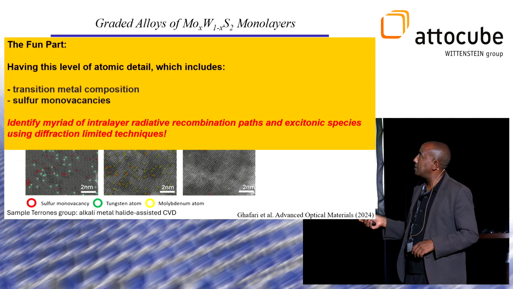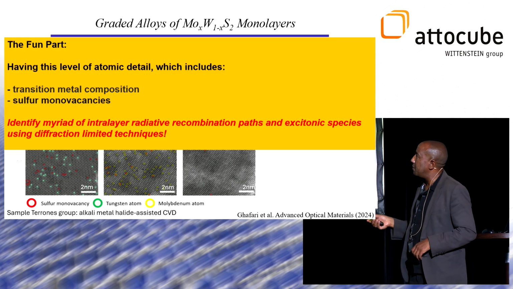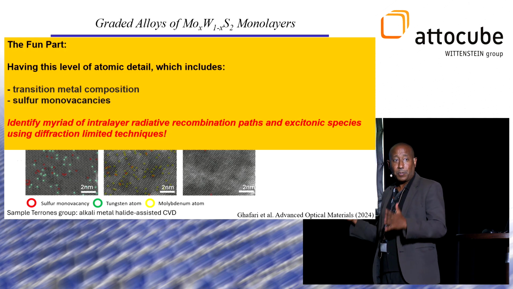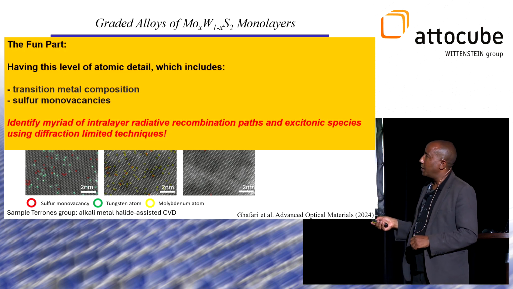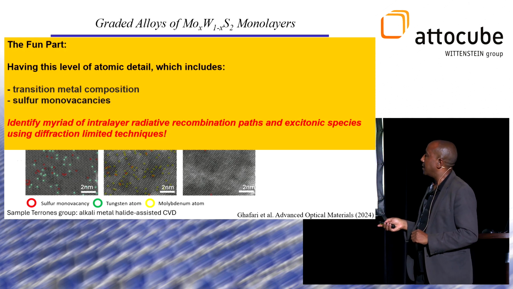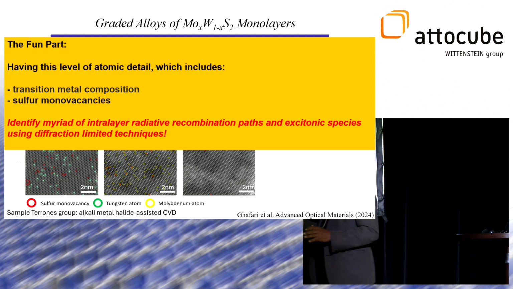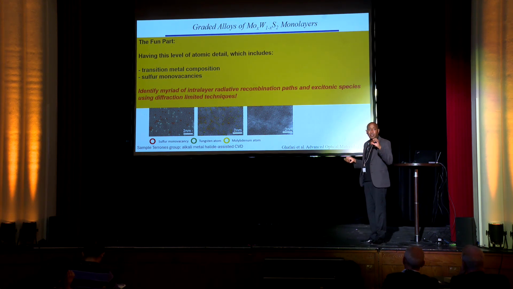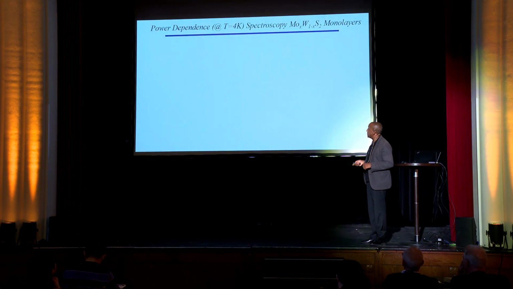So you might call it the fun part, or the challenging part: given these kinds of transition metal composition and sulfur monovacancy details that we know from electron microscope, how can you say anything meaningful by far-field spectroscopy? So it is challenging. The reason I'm showing you this is to show you how challenging this is, because every time you shine this large beam size, you kind of get an average information. And now you want to say what the exciton species are and how they decay and so on. So that is sort of the fun part.